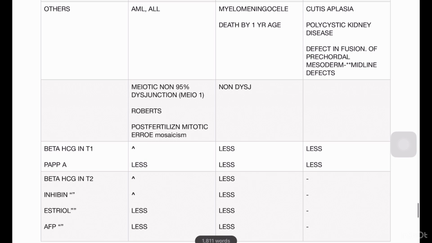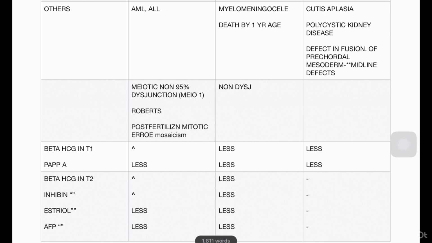And now coming to the markers, particularly in Down syndrome, beta HCG is going to be increased in both trimester 1 and trimester 2. In contrast to the other trisomies, where beta HCG is less in both the trimesters. In fact, if you look at Edwards and Patau, everything is going to be less in these diseases, all the markers that are supposed to come during pregnancy.